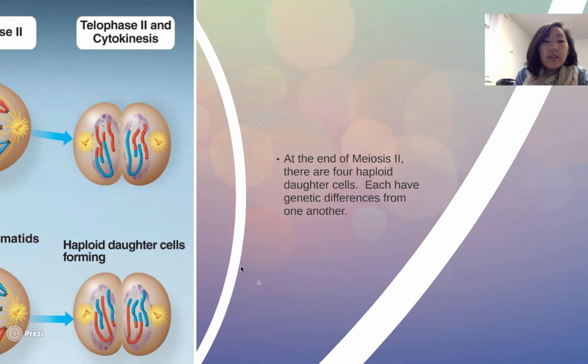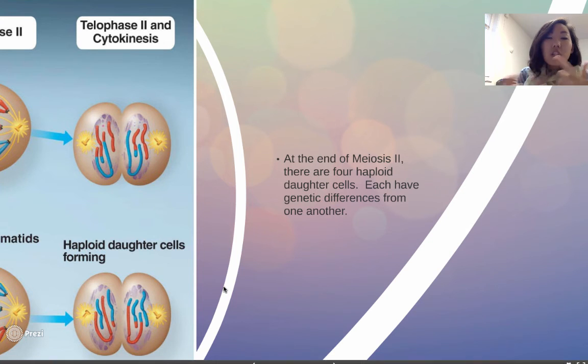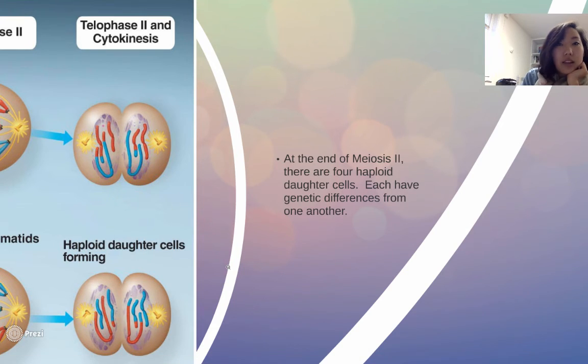Now, something that's different is that these 4 daughter cells are all a little bit different from each other because of that crossing over that happened where some of the chromosomes started to exchange DNA and have different sections of DNA from one another. You'll notice they try to show that here with the different colors, the red and the blue. But each of these 4 daughter cells are a little genetically different from one another.